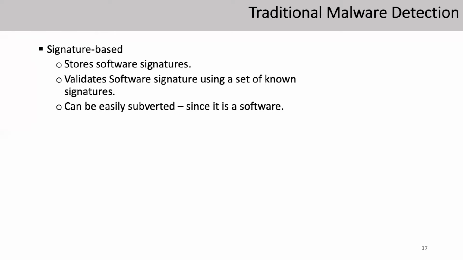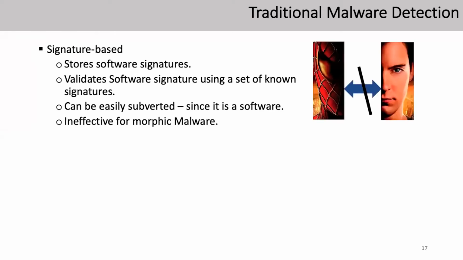The problem with this is it can be easily subverted because at the end of the day, it's a software. The other problem is it's ineffective for morphic malware. Imagine you have the picture of Spider-Man and Peter Parker, right? We know that they are one and the same guy, but the face changes. Both of them have the same characteristics. Even without the Spider-Man suit, Peter Parker can operate exactly like Spider-Man, right? He can throw spider webs and jump off buildings and so on.